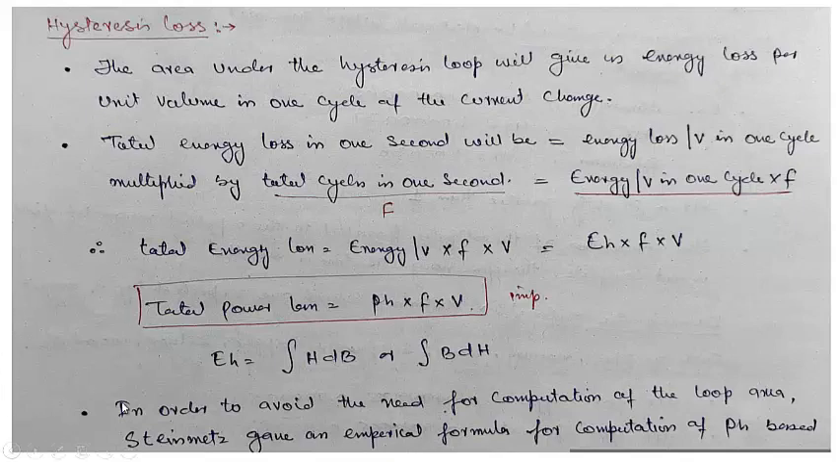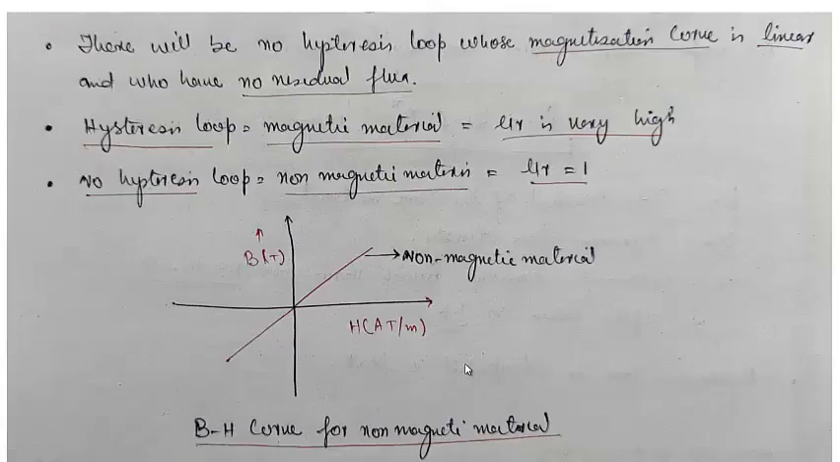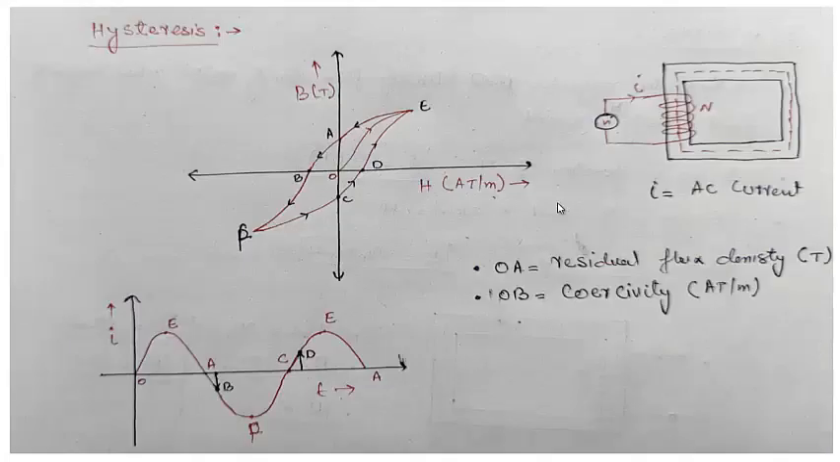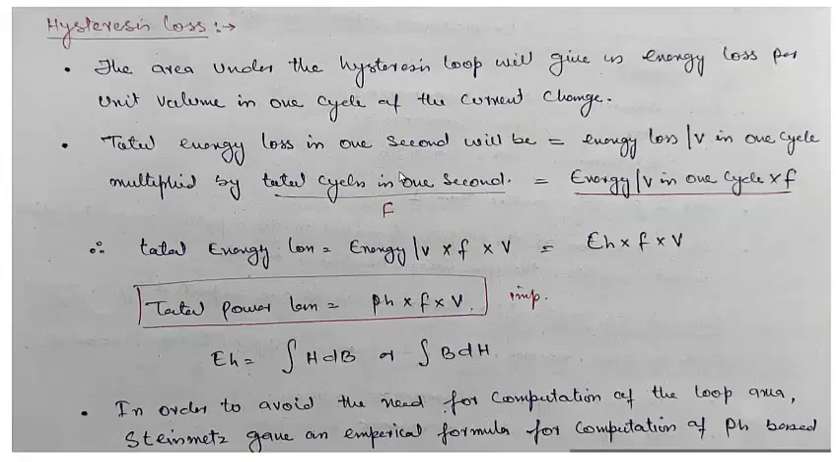Usually this EH will be given as integral of H into dB or B into dH, depending on which term is the constant term. Since this curve is not linear, it is non-linear. So if we integrate in this direction, we can keep this B constant. In that case, it will be equal to integral of B dH. If we integrate in this direction, we can take H to be constant, and in that case, it will be equal to integral of H into dB. So that's why I have shown here both integrals.